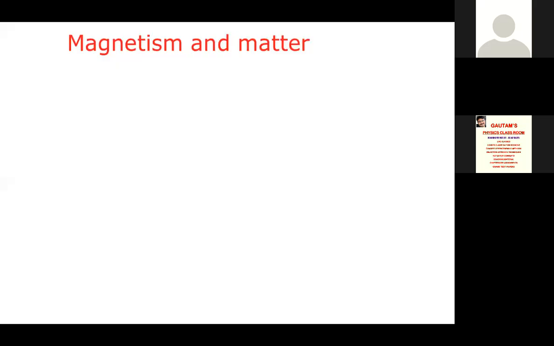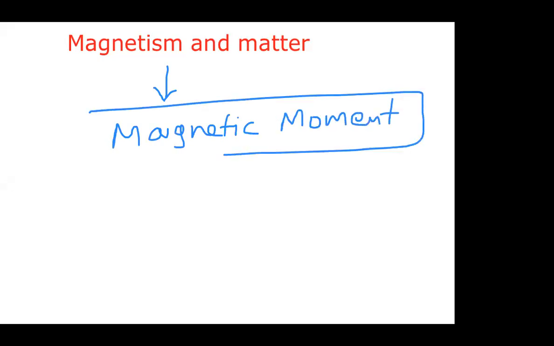In today's class, we are going to discuss magnetism and matter. Here, the first topic we are going to discuss is magnetic movement. So here we have to know what is magnetic movement, and for a given magnet, I have taken one bar magnet.